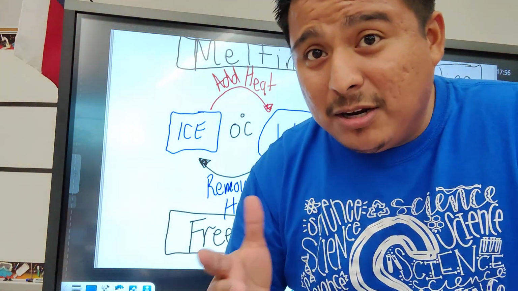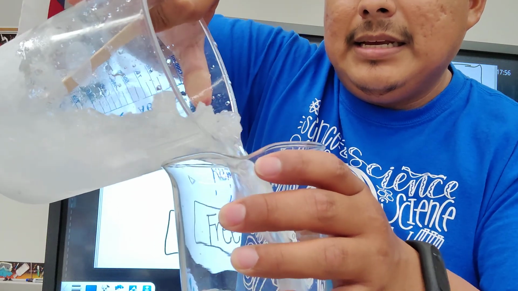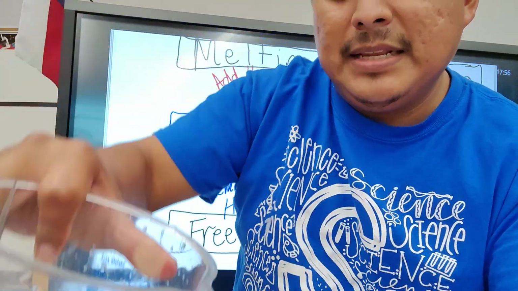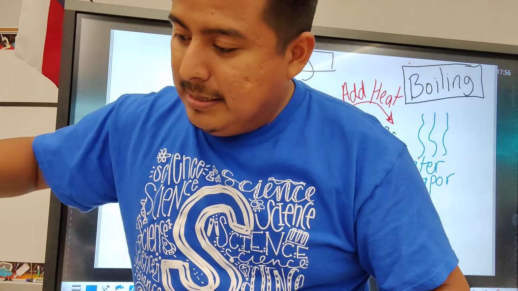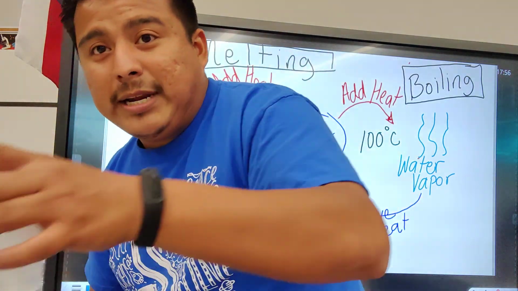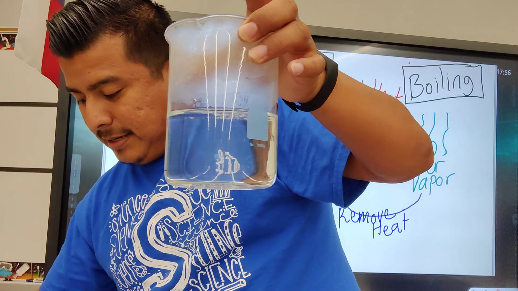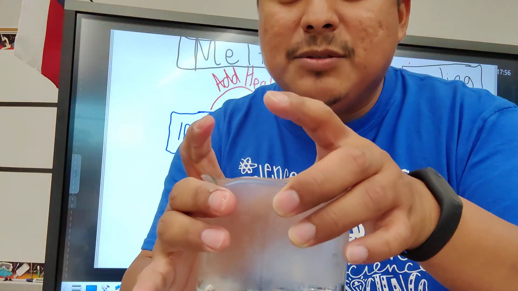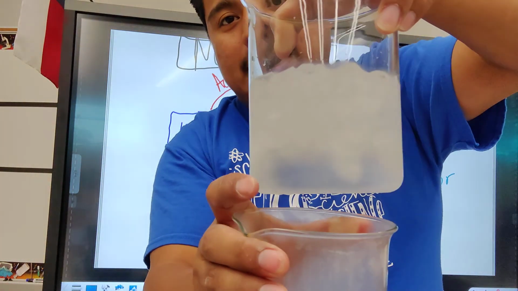I'm going to show you what that looks like. So I'm going to add some ice into a container, and then I'm going to add hot water on another one, and then you're going to see what happens. So again, this water was boiling a while ago. Because it was boiling, some of the water vapor is coming out. So what I'm going to do is put it on top.